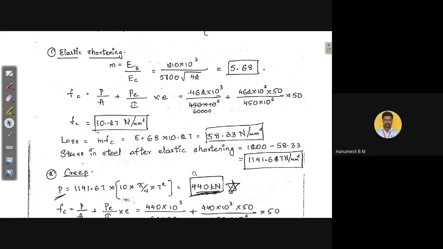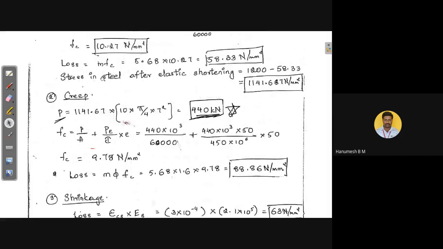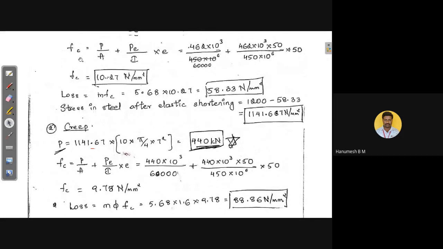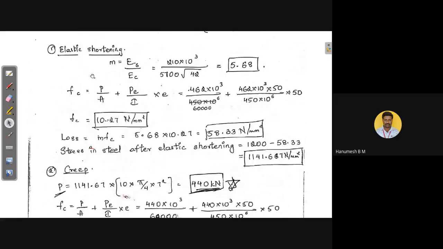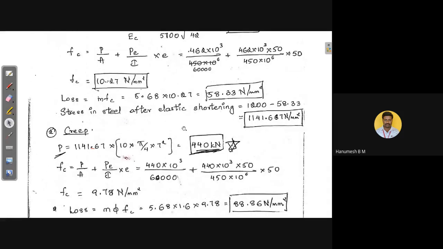Again, in the next step we need to calculate the loss due to creep. To calculate creep, first we need to calculate the pre-stressing force, because what you have calculated will be the pre-stressing force before elastic shortening. Now we are allowing for the elastic shortening. After allowing for the elastic shortening, the pre-stressing force in the cable is going to change. Now that quantity of pre-stressing force we have to calculate.